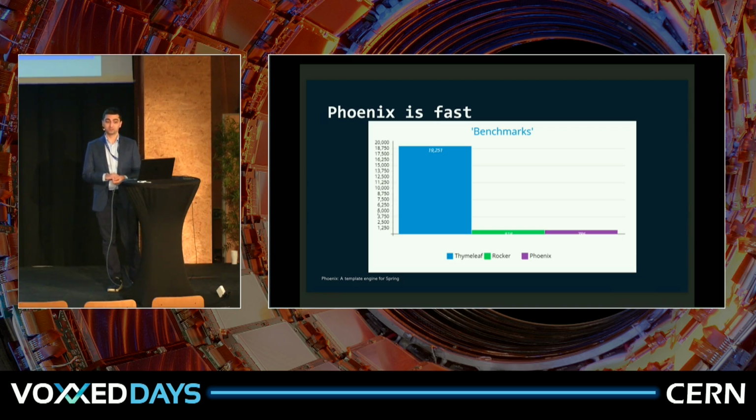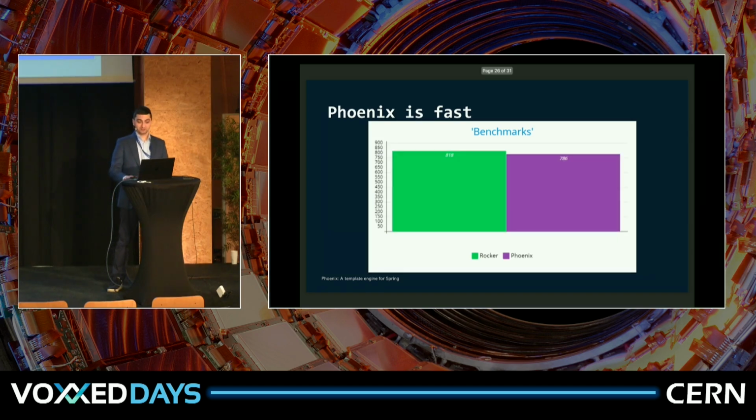So I started to develop the same benchmark, the same web page, in Rocker, because Rocker is one of the fastest, if not the fastest, currently available template engines for Spring. And yeah, the benchmark was right. Phoenix is indeed faster than Thymeleaf and even slightly faster than Rocker, even though it offers more features, and it will be better in the long run because of the features and the generated templates.